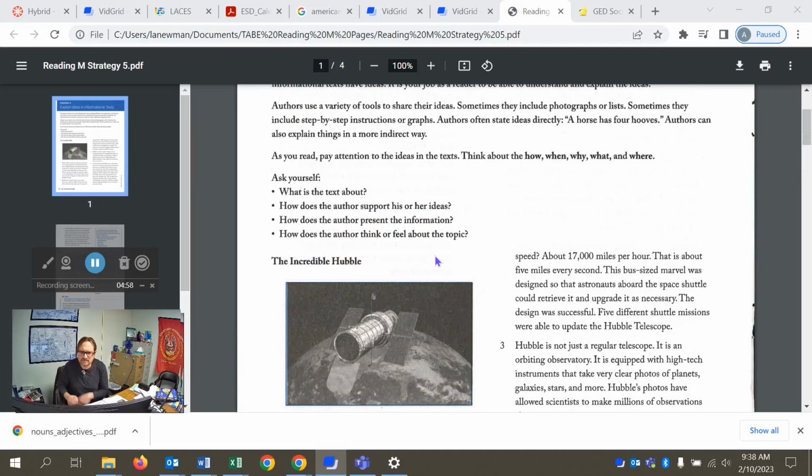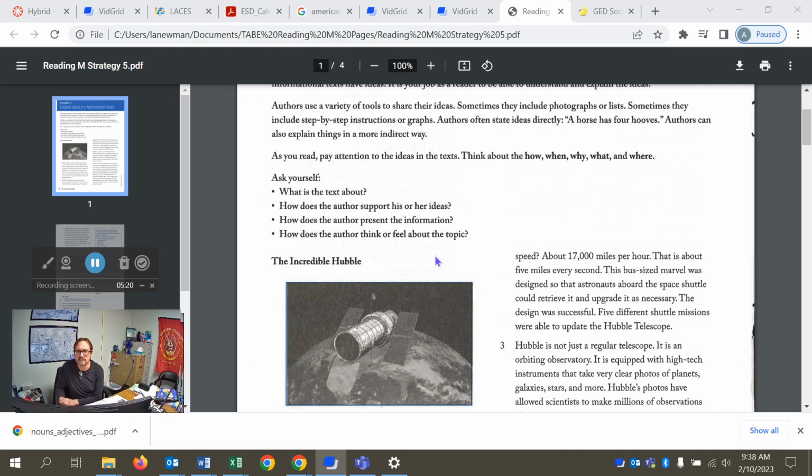All right, back up to here. As you read, pay attention to the ideas in the text. And this is what I was mentioning just a minute ago by questioning the text. Think about the how, when, why, what, and where. Ask yourself, what is the text about? What is the general topic?